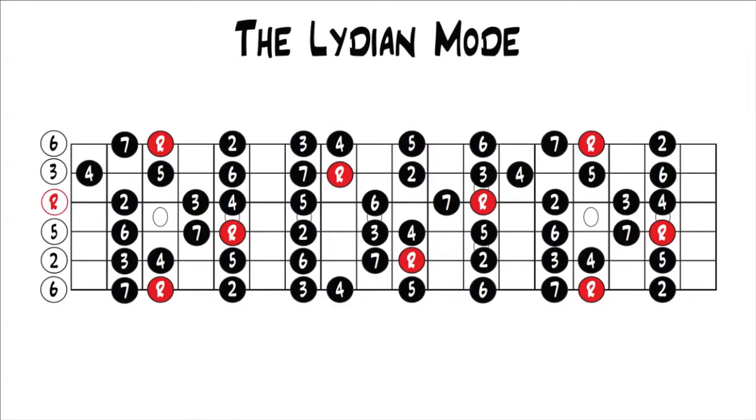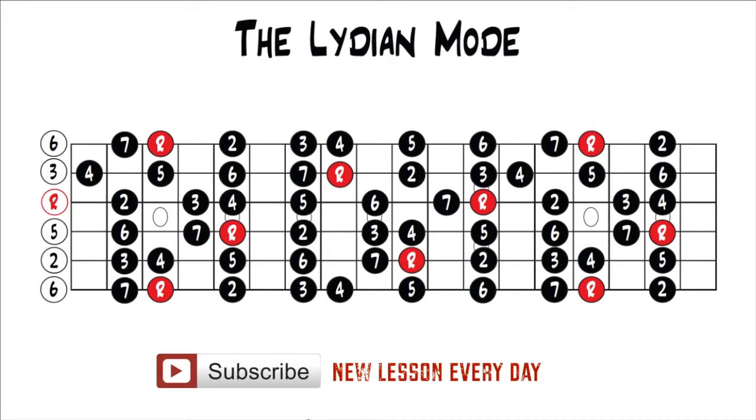This is part 5.7 from our series, Music Theory for Guitar. If you'd like to go back and start at the beginning, you can click the link on the screen. So we've been going through each of the modes individually. We've gone through the first mode, which is the Ionian mode, which is also the major scale. We've gone through the second mode, which is the Dorian mode. And we've gone through the third mode, which is the Phrygian mode. Now we're on the fourth mode, the Lydian mode.